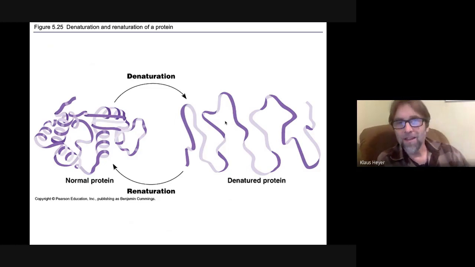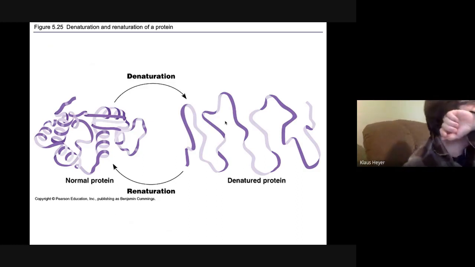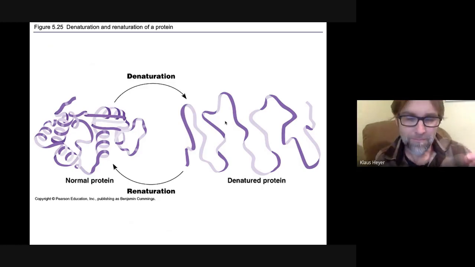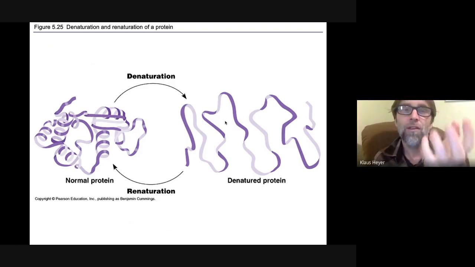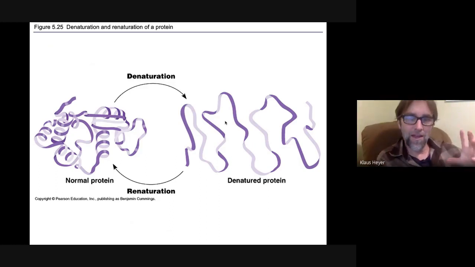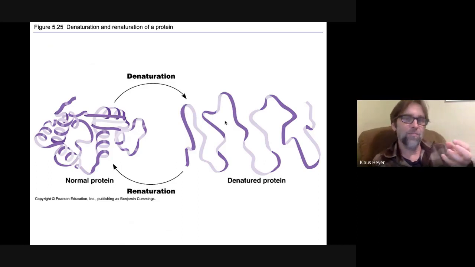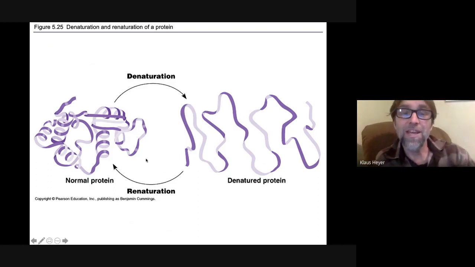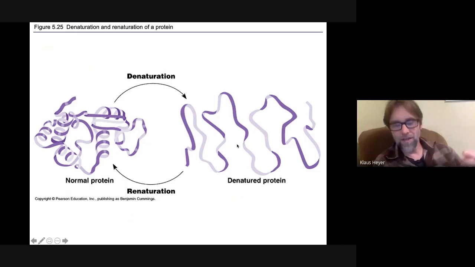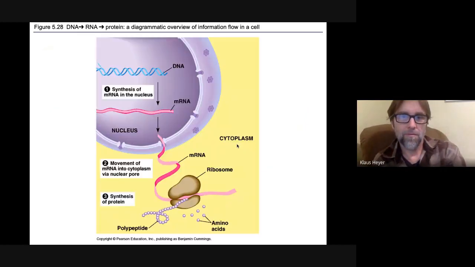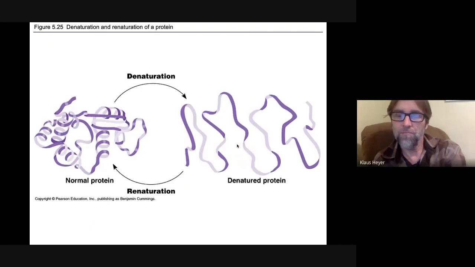When you cook an egg, that's what you're doing. The egg white is clear. And then when you start cooking it, it turns white. It's because as soon as you heat up that egg white, you're breaking all the hydrogen bonds. So you're denaturing the protein. You're changing its shape. And that's all that denature means. Okay, so that's proteins.